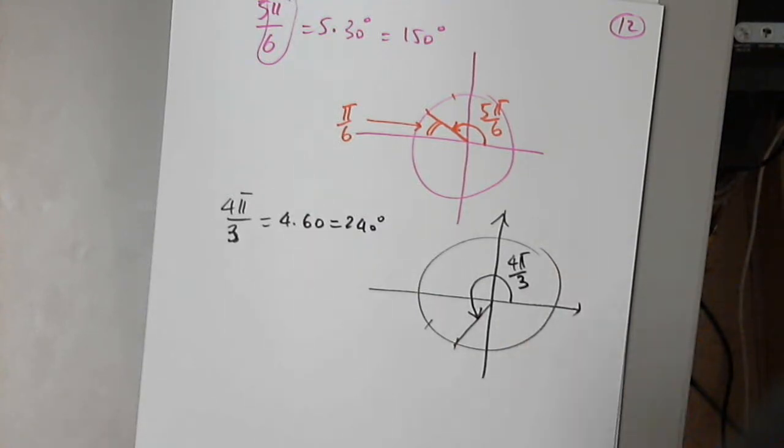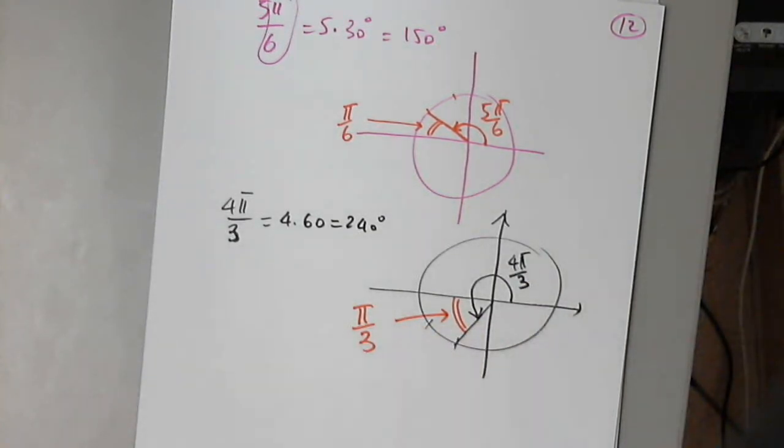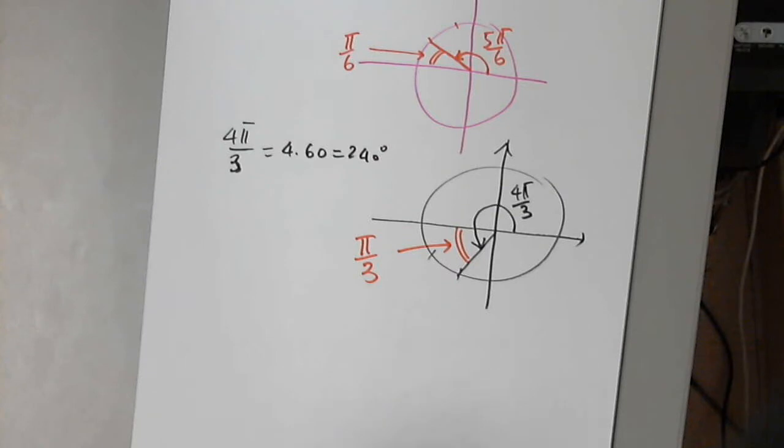Can anyone give us the reference angle? Yes. Pi over 3 is the reference angle. Do we understand how this works? Yes. So 4 pi over 3 is 240 degrees. So this is 180, and this is 240. The difference must be 60, and 60 is pi over 3. How do you know? 180 over 3 is 60 degrees. Very good.